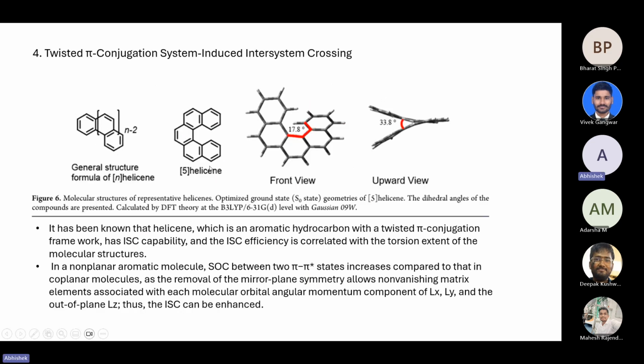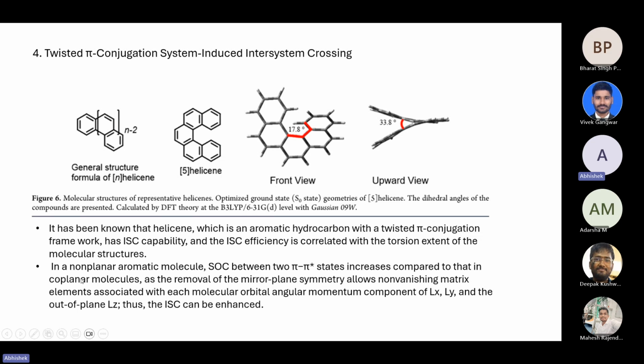And fourth is the twisted pi conjugation system induced intersystem crossing. These are helicene molecules. It has been known that helicene, which is an aromatic hydrocarbon with a twisted pi conjugation framework, has intersystem crossing capability, and ISC efficiency is correlated with the torsion extent of the molecular structure.